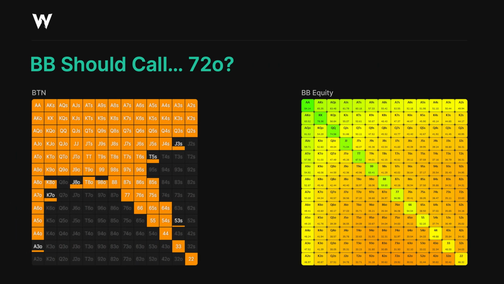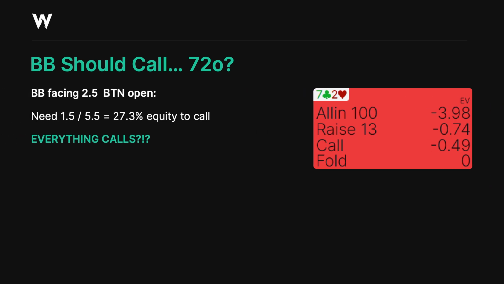So here's big blind's equity facing this button opening range. And if you look at the numbers, every single hand in big blind's range has pot odds to call. Even 7-2 offsuit with about 30% equity, or 29.92, has correct odds to call. But this should be setting off alarm bells because this is a terrible call. So even if we look at this in GTO Wizard, we can see that calling, raising, doing anything other than folding is just setting money on fire with this hand. And clearly, just calling all of your hands is not a good strategy.